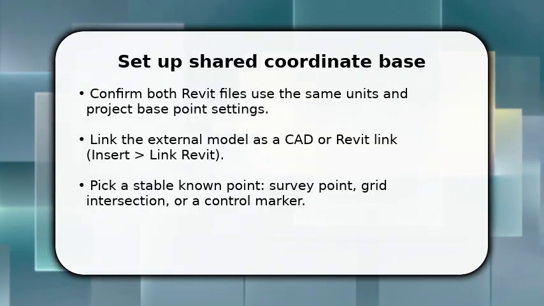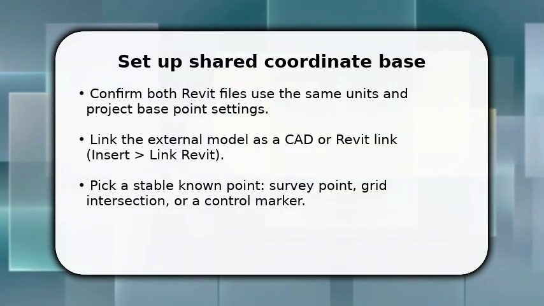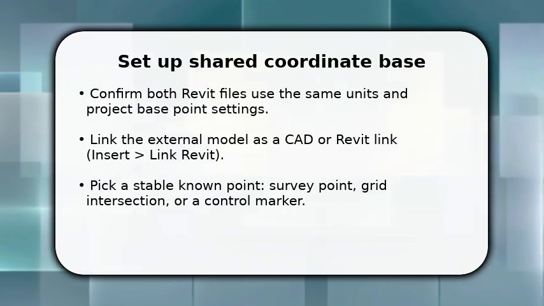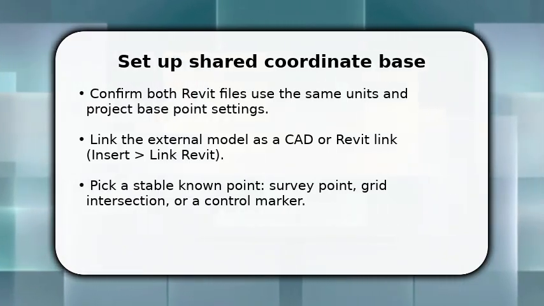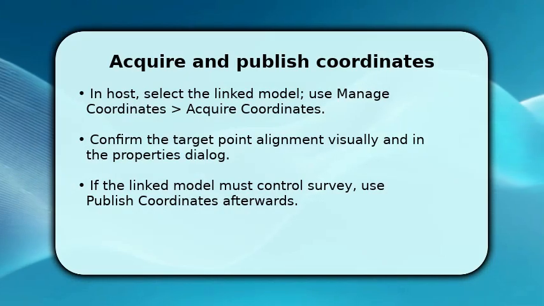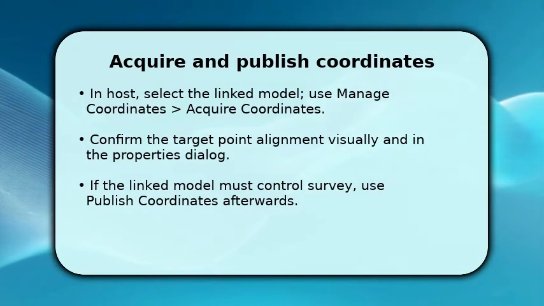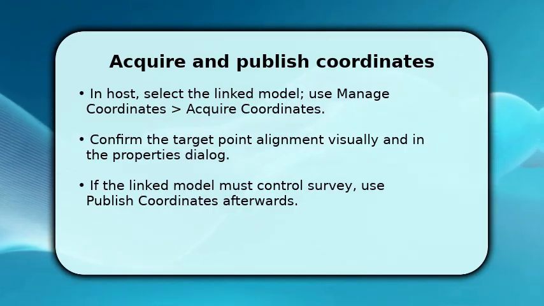Make sure both files are set to the same units and that the project base point is unlocked if you need to adjust it. This reduces misalignment later. With the link visible, select the linked Revit model and choose Manage Coordinates, Acquire Coordinates from the host. This transfers the link's coordinate origin into the host.